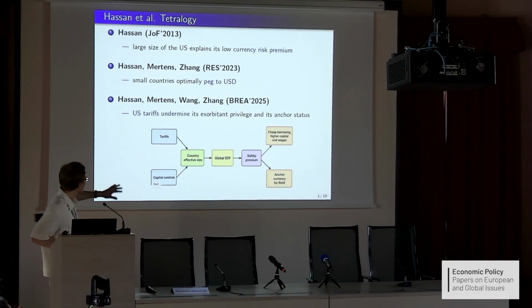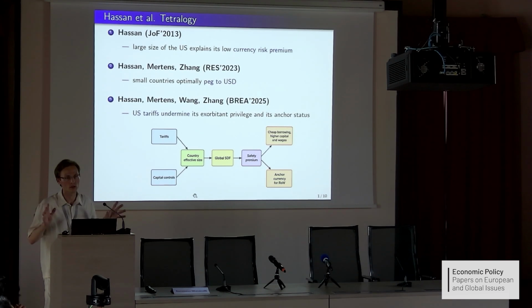In a way, you can summarize it using the following picture. You have tariffs and capital controls as two policy instruments. For some other unrelated reasons, you impose these two instruments. They affect the effective size of the economy. That affects how the global stochastic discount factor depends on your own shocks. That determines the risk premium, and in the end, that changes the interest rate at which you can borrow, and the anchor status of your currency.